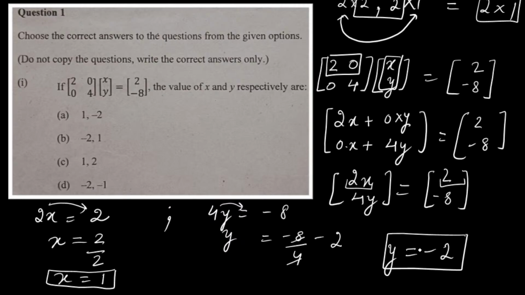Jayashree has given the answer, good. I want you people to solve the questions along with me. This question was really easy. We had to find the value of x and y with the help of matrix multiplication. So option A. When you are writing your answers, write the answer as well as the option. Okay, let's do question number 2.